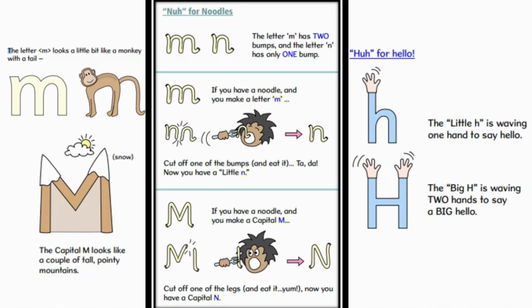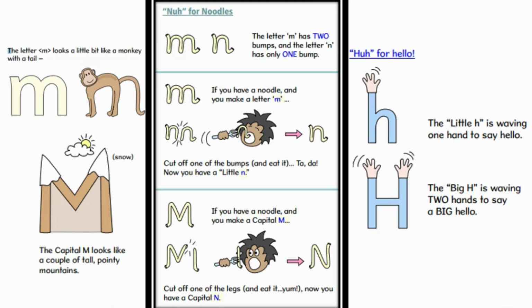Again for capital N, if you have a noodle and you make a capital M, cut off one of its legs and eat it. Yum! Now you have the capital N. So when you cut the little m, you make the little n, and when you cut the capital M, you make the capital N.